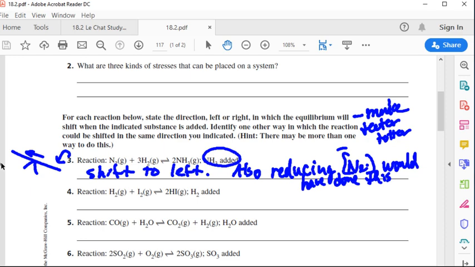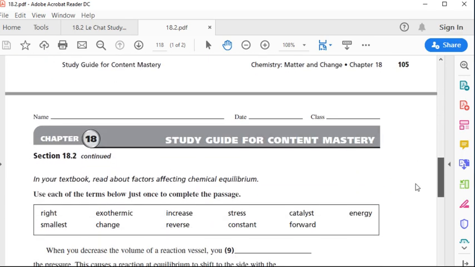Well, if we want the teeter-totter to look like this, we could have removed some reactants. So over here I put also reducing nitrogen would have done this. So removing N2, removing H2. So you can make the teeter-totter look like this by adding stuff on the right or taking stuff off the left. Okay, so that's what you have to do for that question.